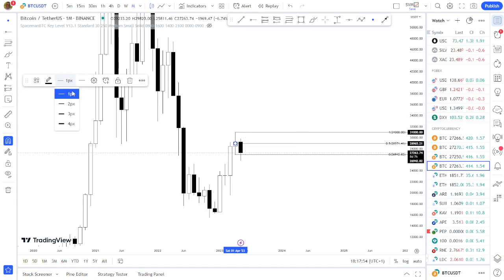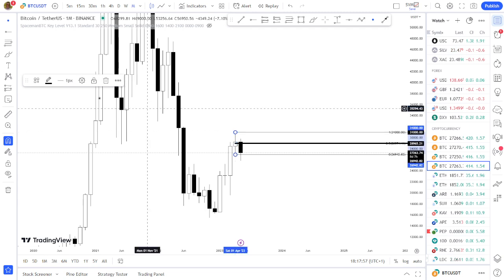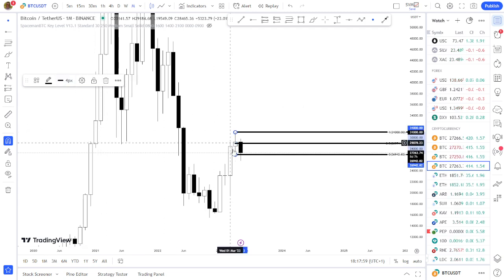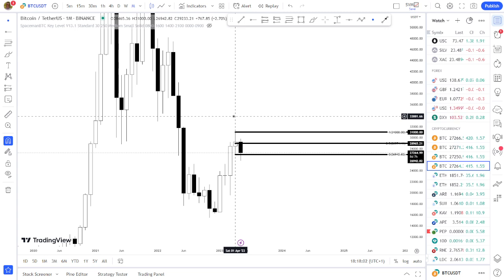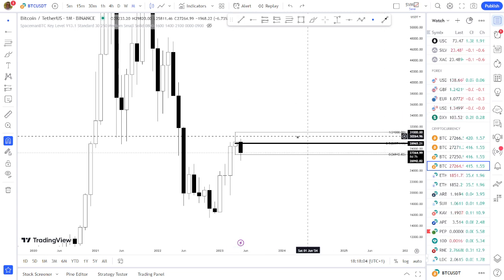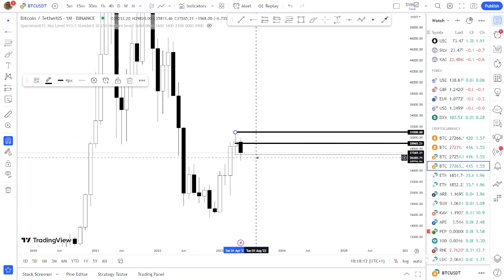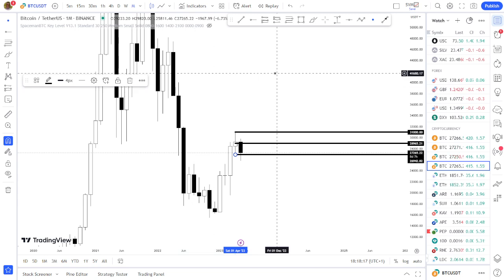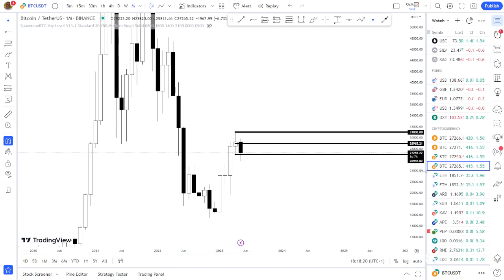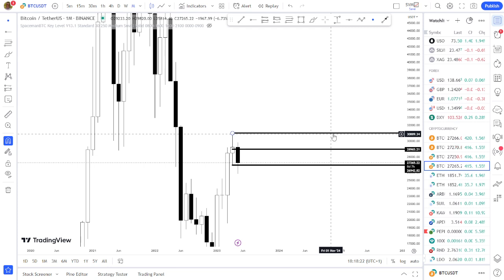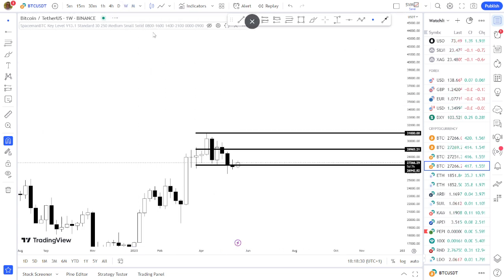Let me make that a little bit different so it stands out from the rest. All right, so those are monthly levels. We have the previous month's high, previous month's low, and the mid area. All right, so let me do the weekly levels.